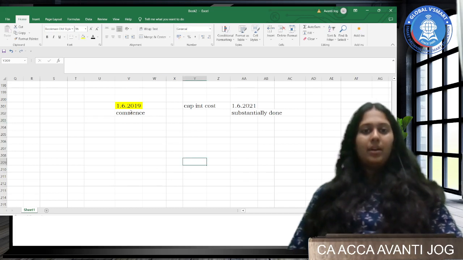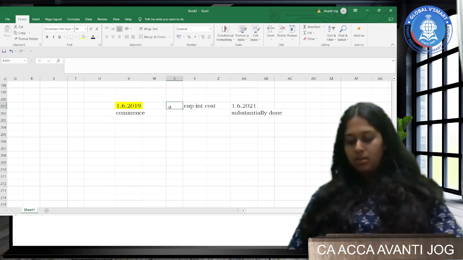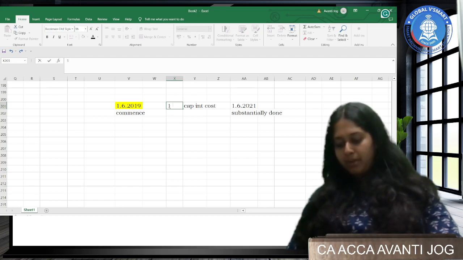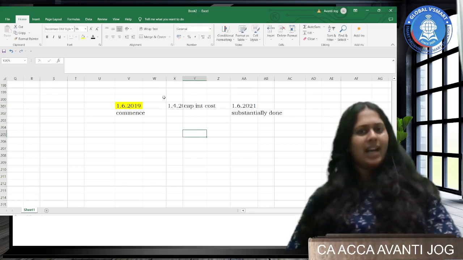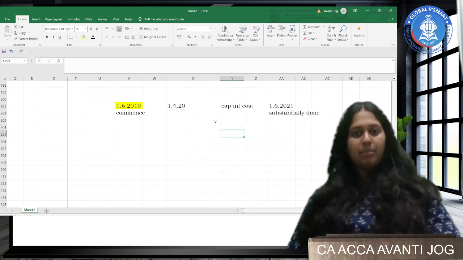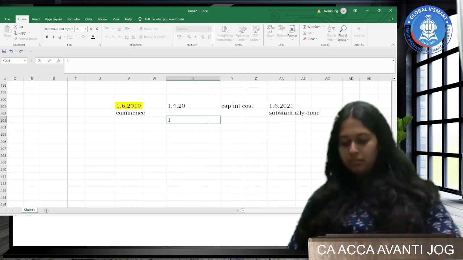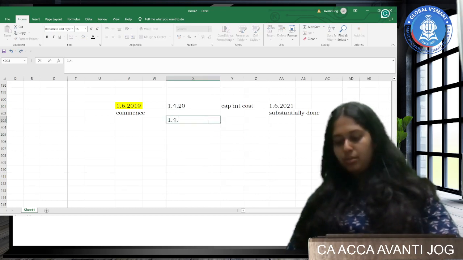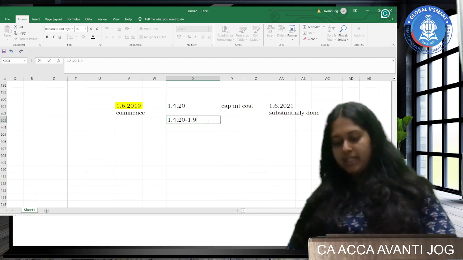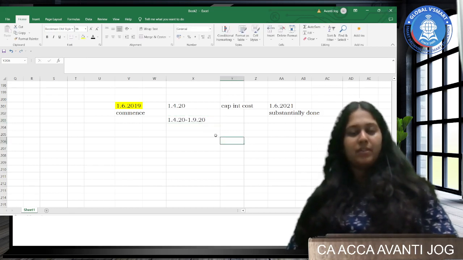Okay. Now, let's say 1st of June to 1st of April 2020. So, ठीक से काम हो गया, but 1st of April to 1st of, let's say, September काम नहीं हुआ because of the pandemic.